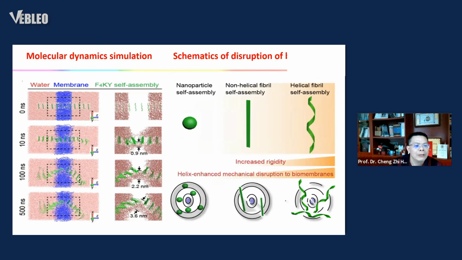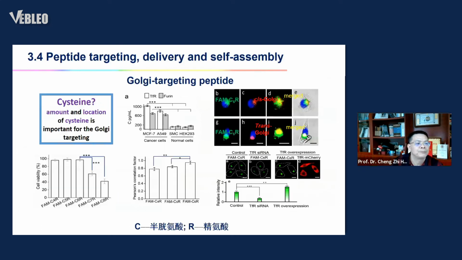Furthermore, tubal tests showed that the disruption ability of helical fiber is far bigger than that of non-helical fibers formed by these conformational isomers, and also far bigger than that of spherical particles. As I stated before, sensing was very good for Golgi hacking.